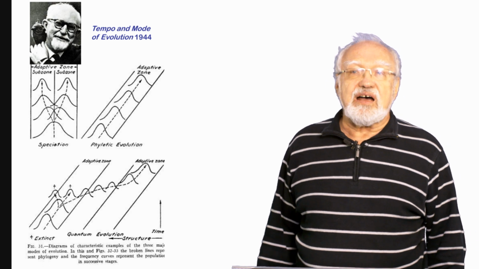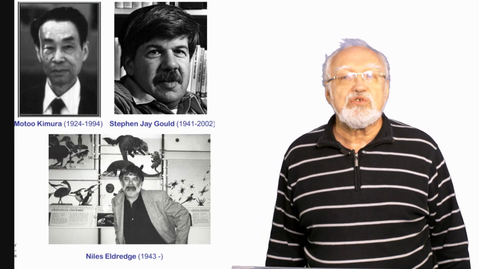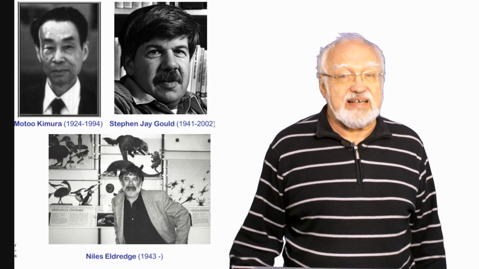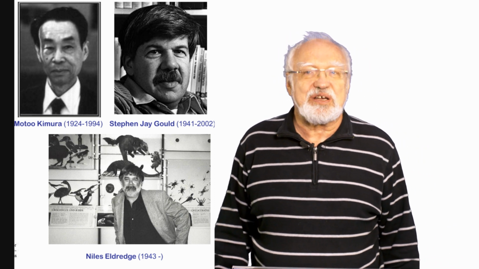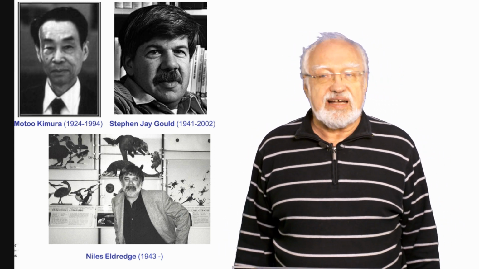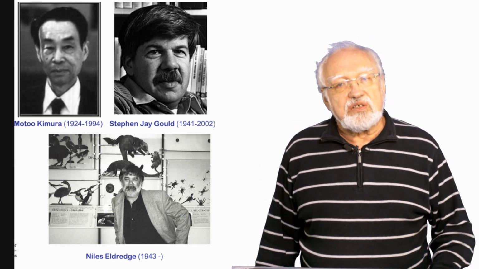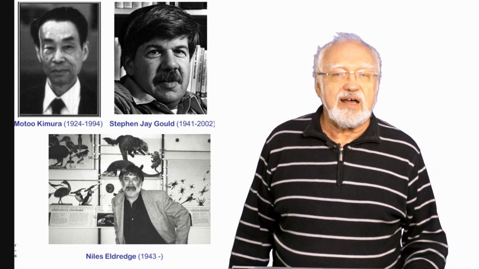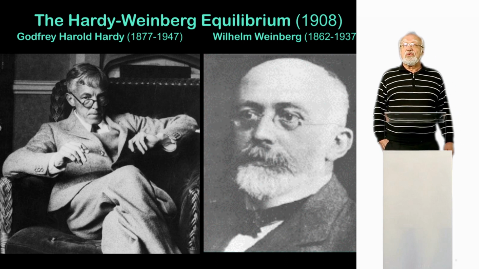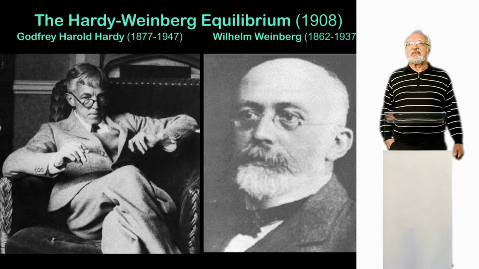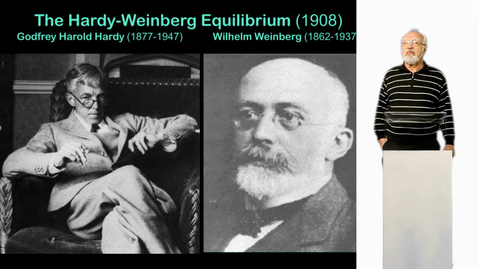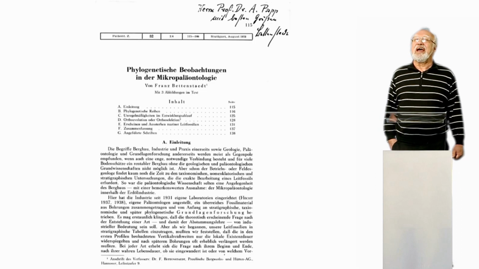Now, other names are Motoo Kimura. He developed the neutral theory of evolution. Now the dating of the molecular clock is based on this neutral theory, but it still does not work in all organisms, and only in a few organisms really well. Then we have Stephen Jay Gould and Niles Eldredge. They developed another concept of evolution, called the so-called punctuated evolution. We also have to introduce for population genetics the really important Hardy-Weinberg Equilibrium, developed by Godfrey Harold Hardy and Wilhelm Weinberg, independently from each other at the same time.